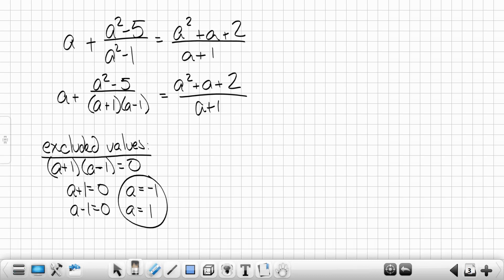It would be a more advanced algebra because we're dealing with these rational equations. Could we just put a equals plus or minus 1 since you started with the square root? Sure.